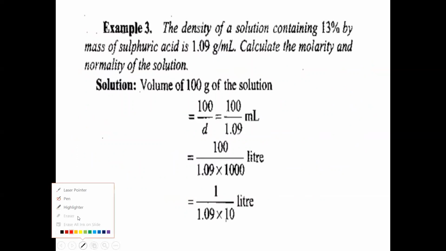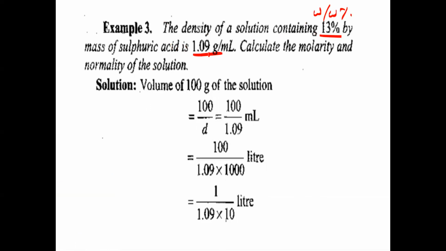After this, we have already discussed a problem like this. The density of solution containing 13% H2SO4 is given. W by W percent is given and density is given. Calculate the molarity, capital M, and normality, capital N. So molarity and normality they ask here.